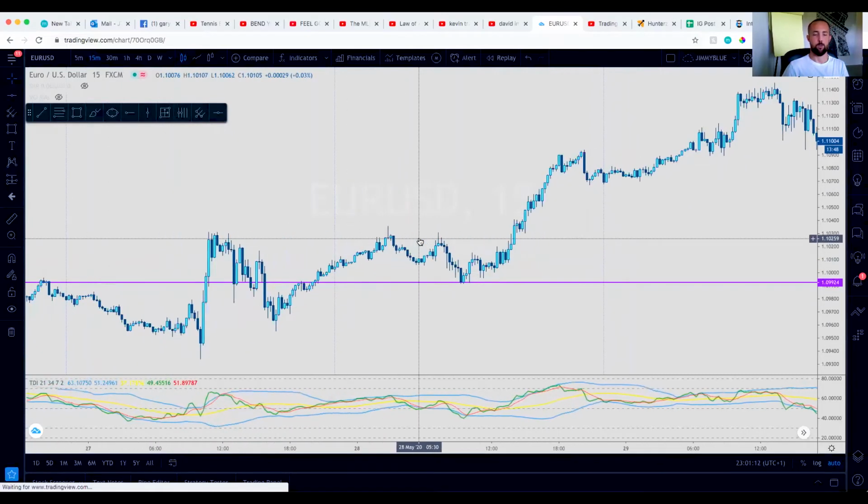Okay, so that would be support turned resistance, resistance turned support. It just flips back and forth. Basically, guys, it'll go through it, come back and retest that same level, and you can find a lot of good entries there. Okay, let's look at another one.